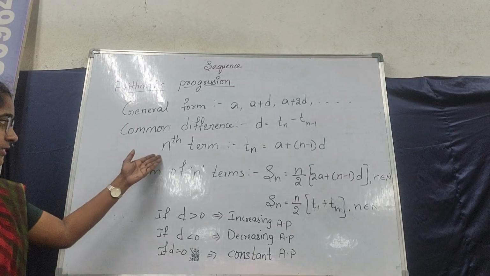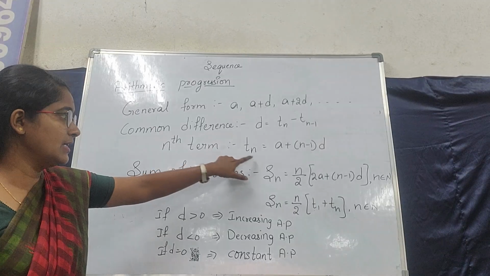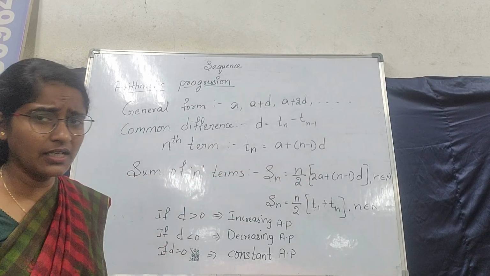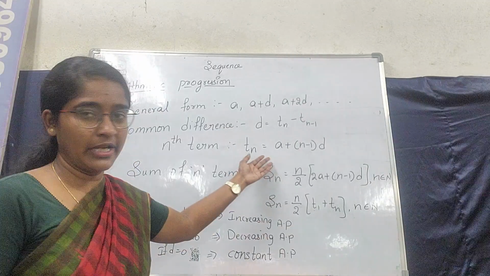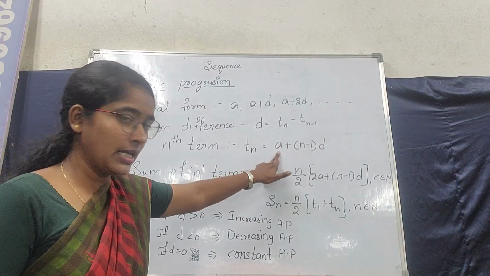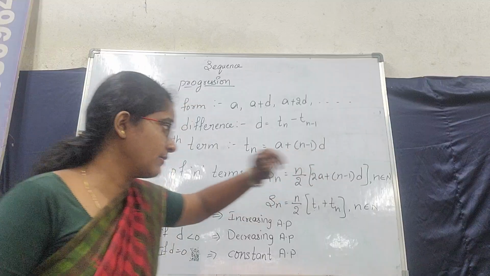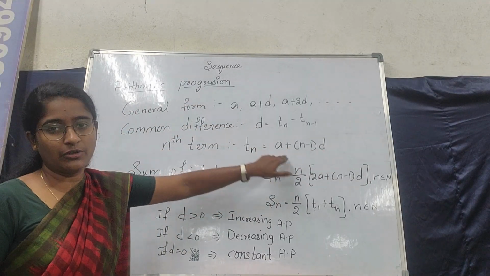And the next, the nth term. If you are finding the nth term, then your formula is Tn equals a plus (n minus 1) into d. I think you know already from the 10th class how we got this formula. So a is the first term, n is the term number, and d is the common difference. If you substitute all the values, you are going to get the particular term.